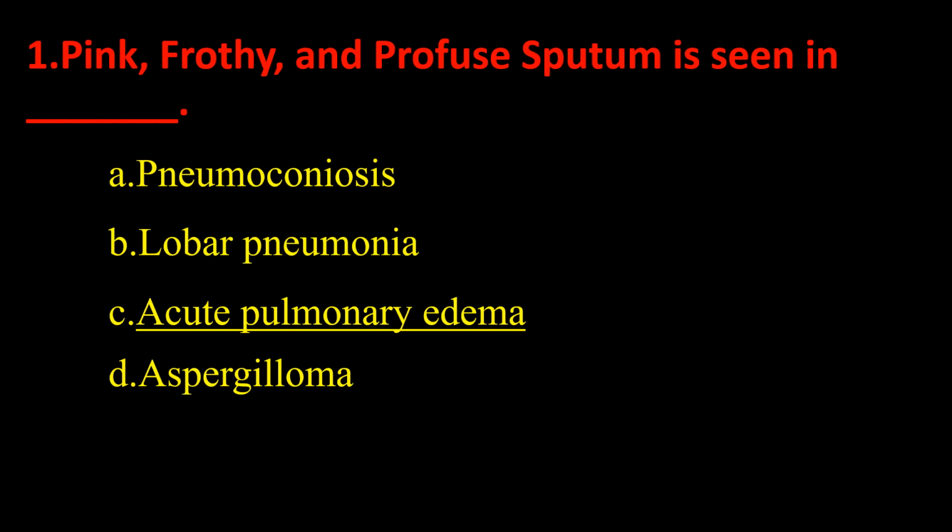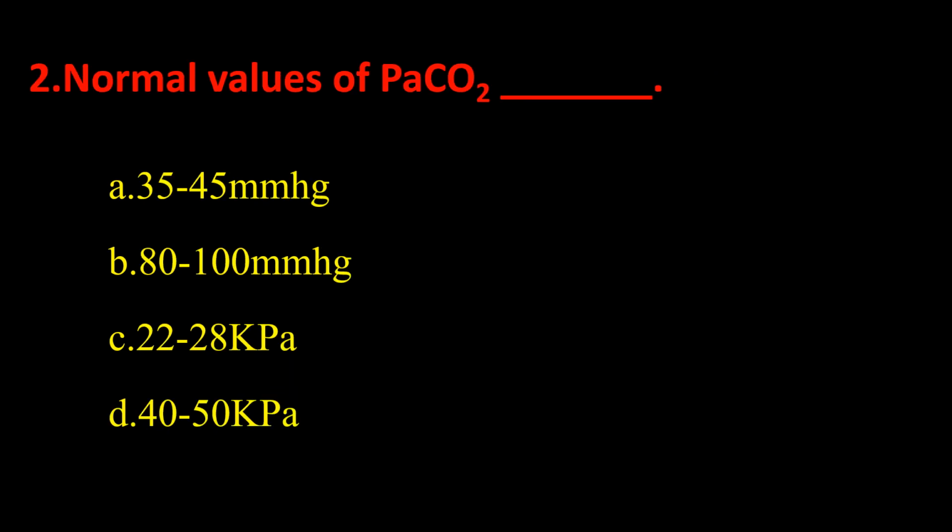Let's see the second one. Normal value of PaCO2 is dash. A. 35 to 45 mm of Hg, B. 80 to 100 mm of Hg, C. 22 to 28 kilopascal, D. 40 to 50 kilopascal. So here the answer is 35 to 45 mm of Hg.